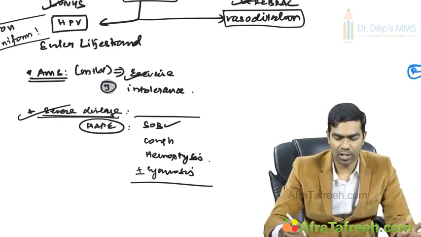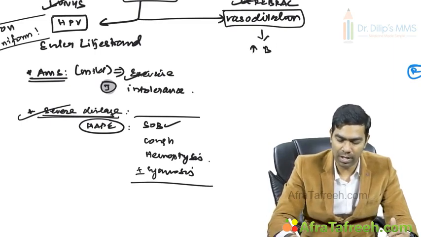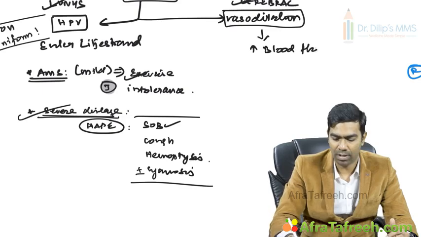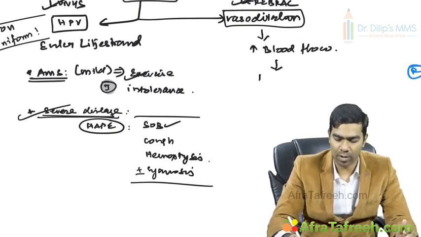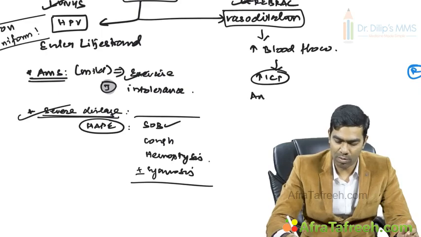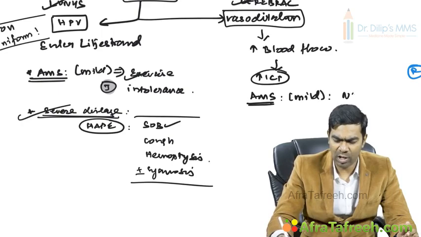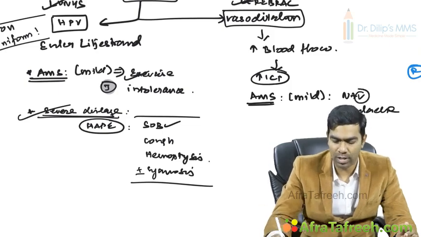Then what is the problem with cerebral vasodilation? This cerebral vasodilation is going to increase the blood flow to the brain. This increased blood flow to the brain is going to increase the ICP, and you are going to get symptoms of raised ICP. Initially, in acute mountain sickness, you will get only mild symptoms like nausea, vomiting, and headache. Again, this vomiting is not due to your vestibular problem. That is motion sickness. This is mountain sickness.